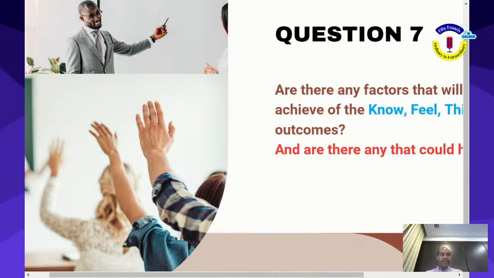By the end of the session, are there any factors that will help to achieve the know, feel, think, and do outcomes? What are they? What factors should I be taking care of? And an important element here, are there any that could hinder that process? What can hinder in applying this learning in practice? It can be related to systems, it can be related to internal culture in the organization. What do I need to do?